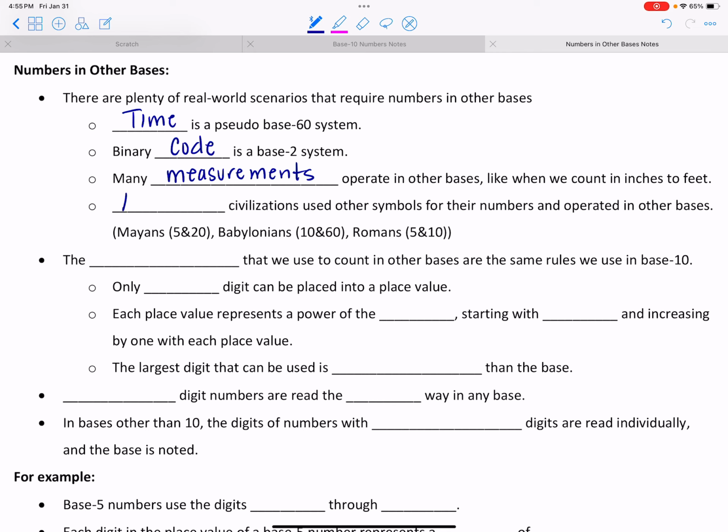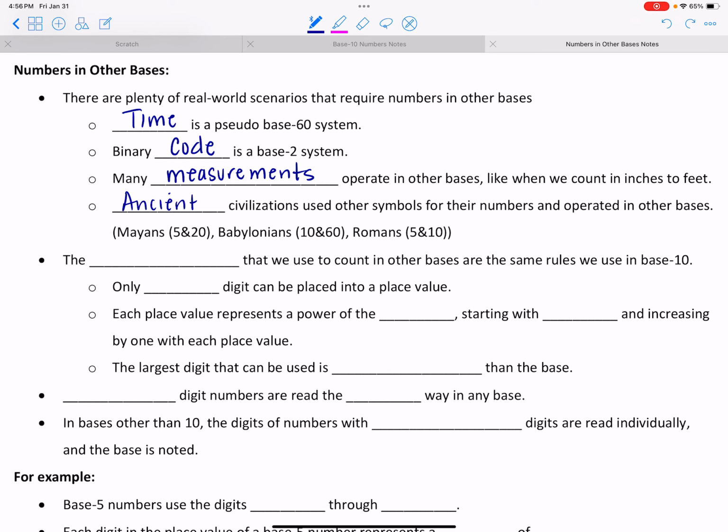And then there are plenty of examples in ancient civilizations where other symbols for numbers are used and they operate in other bases. Like the Mayans, they used a base 5 and 20 system. Babylonians, they used a base 10 and 60 system. The Romans used a base 5 and 10 system. Now, it's not likely that you've seen these systems of numeration before, but I'm sure we've all seen Roman numerals. They use different symbols than we use in our system, and they also use a different base. So plenty of places where other bases are used.